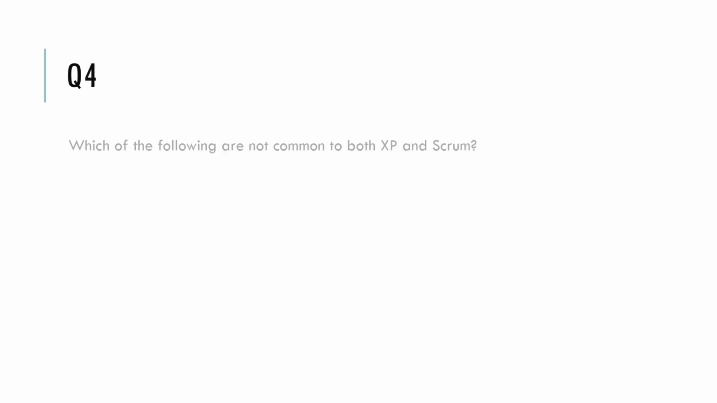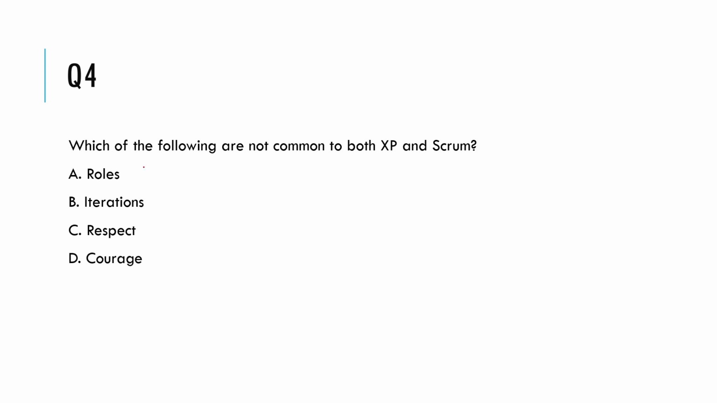All right, question number 4. Which of the following are not common to both XP and Scrum? A. Roles. B. Iterations. C. Respect. And D. Courage. Again, remember the question is asking you which of the following is not common to both XP and Scrum. So the roles is something that is not common between XP and Scrum.